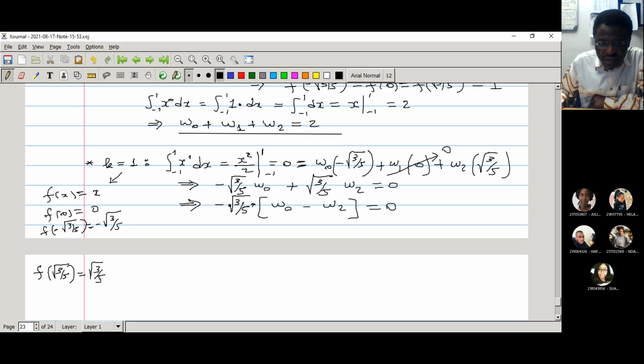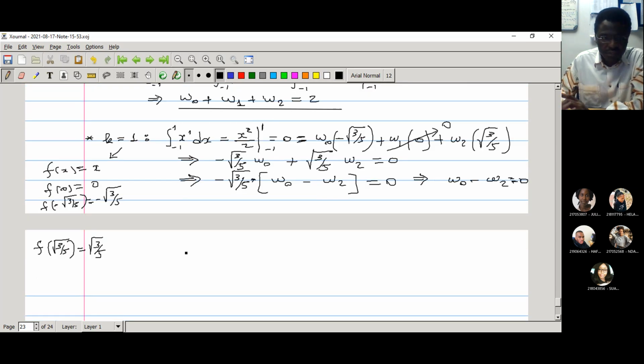We know that if the product of two real numbers is 0, one of the factors is 0. It means that this is 0 or this is 0. But since this is non-zero, automatically this is 0. So this implies, therefore, that W0 minus W2 is 0. So that gives us our second equation. So the second equation, therefore, is W0 minus W2 equal to 0. So this is our second equation.